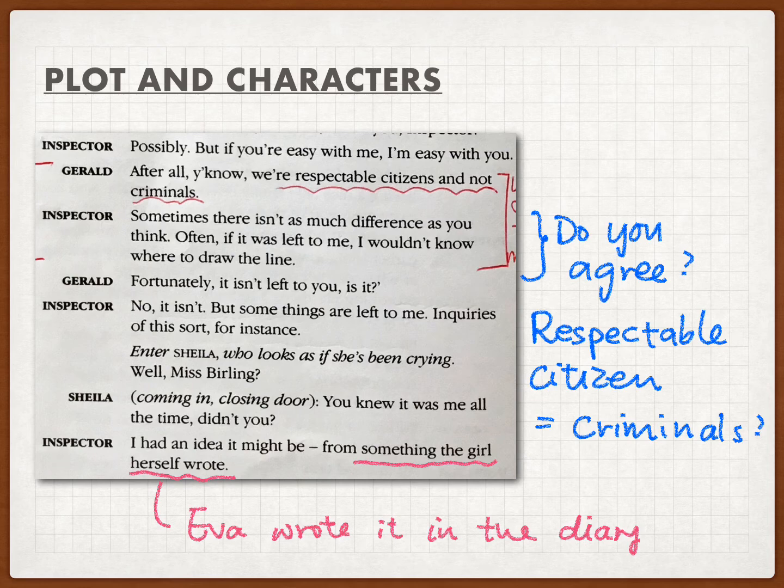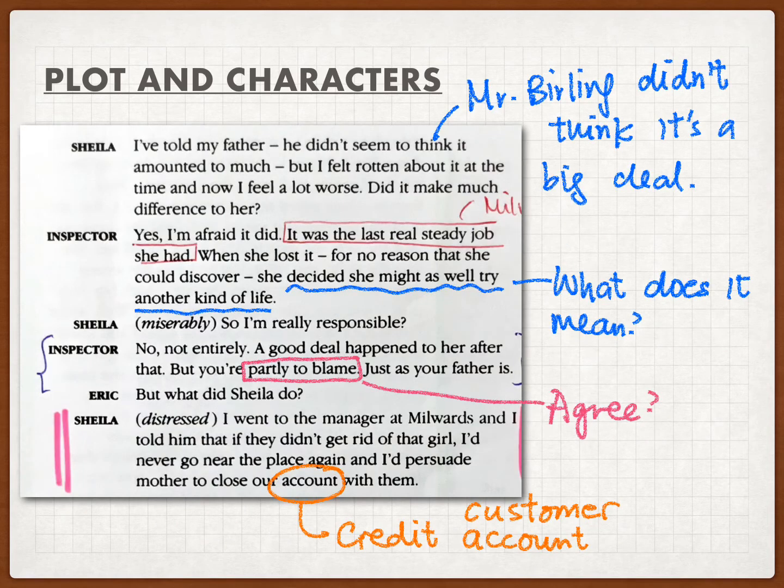Sheila asked the inspector whether he had known it all the time, and the inspector admitted yes, because Eva wrote about this incident in her diary. And the inspector could guess it was Sheila who complained about Eva and got her fired. Sheila told Mr. Birling about this incident, and to Mr. Birling, he didn't think it was a big deal. It was just a complaint to fire a girl. So Sheila didn't commit any big crimes. But to Sheila, she felt really bad for the girl, for Eva Smith.